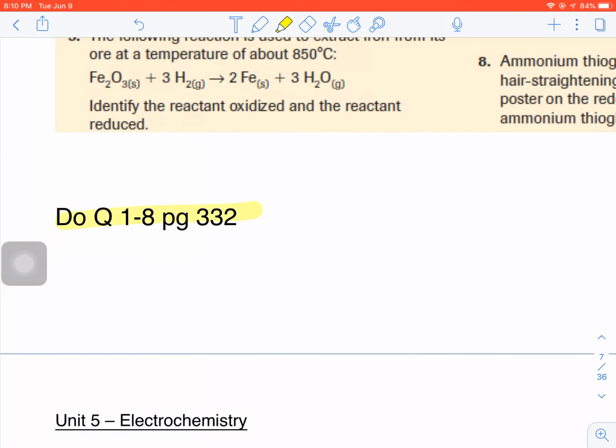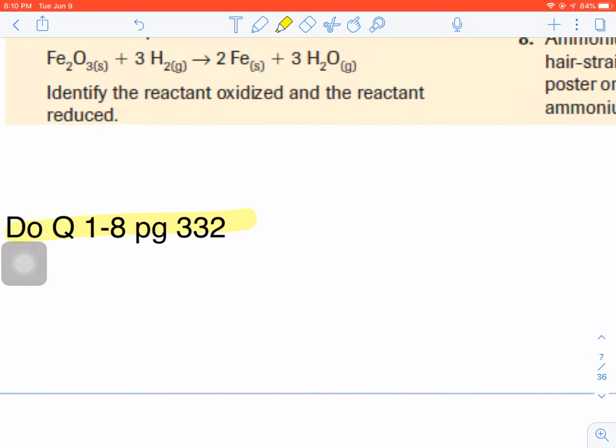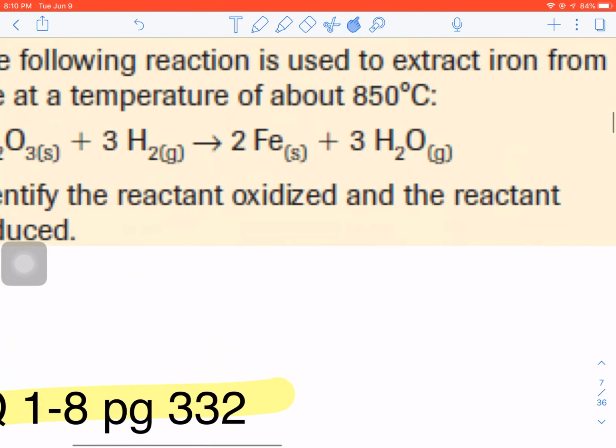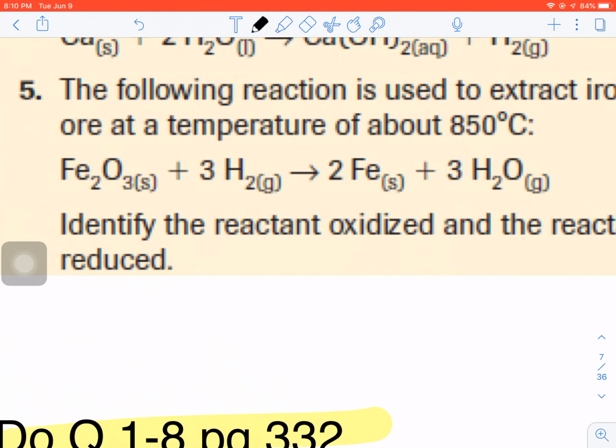Just remember, whenever you're trying to decide, just very quickly look. I see an element here. I see an element here. I see hydrogen in a compound. I see oxygen in a compound. I see oxygen in a compound, right? And then just try and do some of the figuring out to decide what the last missing oxidation number is up there. Okay, and then this one says which one is oxidized and which one is reduced.